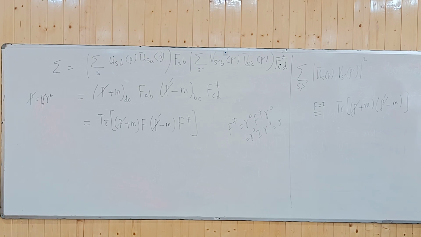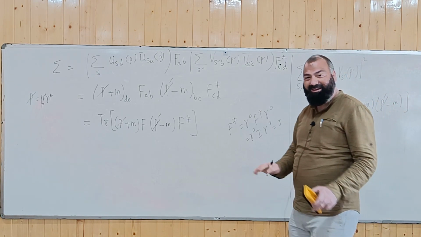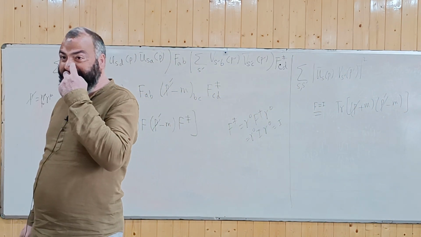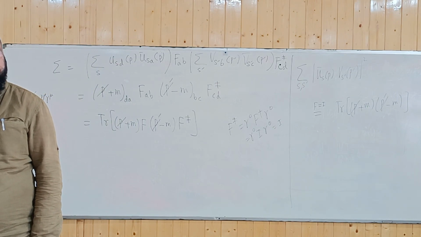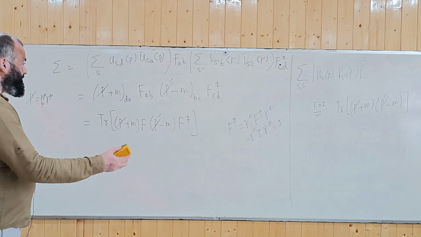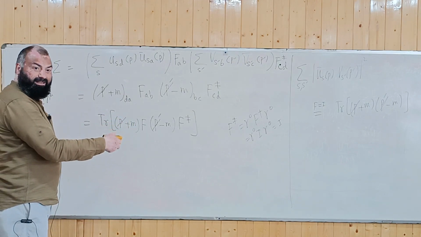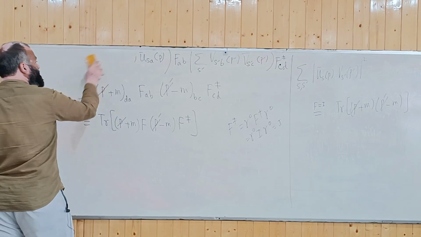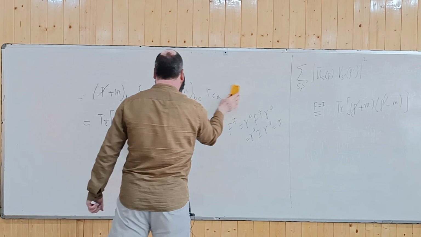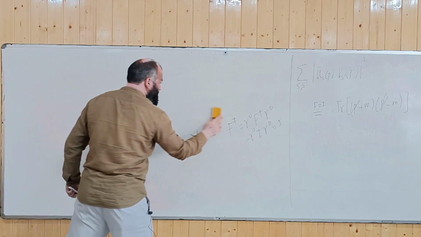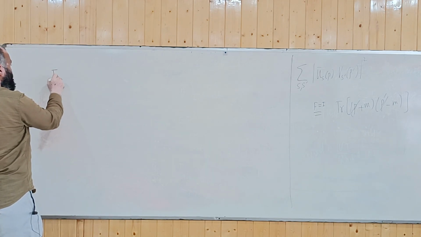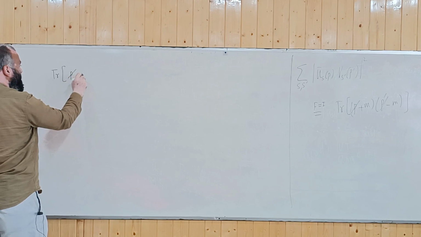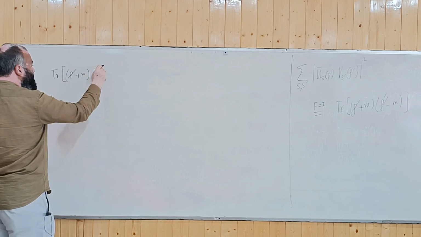Okay, so now let's evaluate this very trace. This trace needs to be evaluated. Then we'll plug in the formulas. Everybody has written this thing? Let's take this trace of P slash plus M and P prime slash minus M.